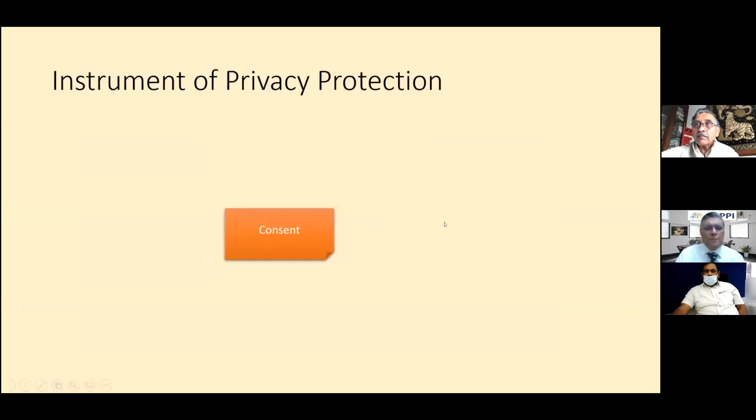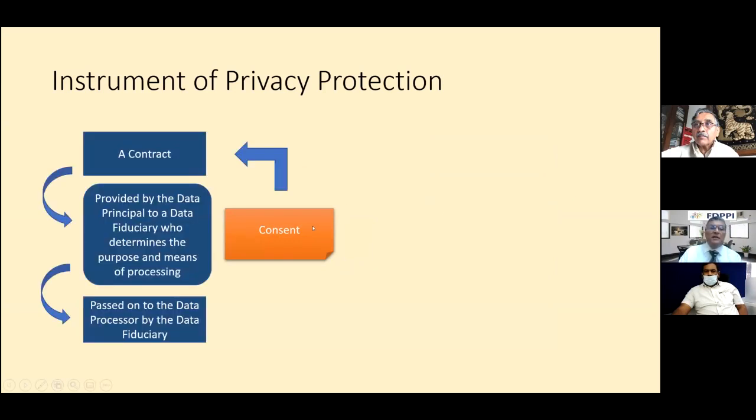Now, the instrument of this privacy protection is, of course, consent. Consent is a contract. It is a contract between the person who is providing the information, whom we in India call the data principal, and the person who first collects that information, with knowledge of why he is collecting it and what he is going to do with it. That is the purpose and means of collection. Whoever knows and is collecting it, we call him the data fiduciary. So consent is a contract between the data principal and the data fiduciary.